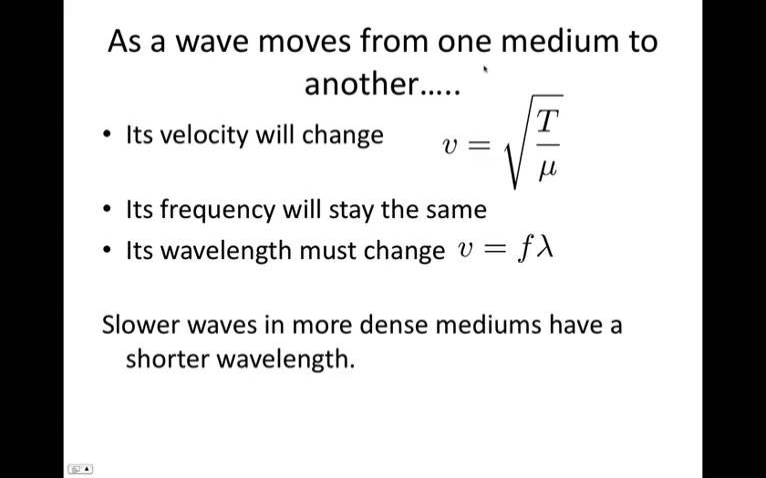So as a wave moves from one medium to another, its velocity will change because the different mediums will have different tensions and different density per unit length. Its frequency remains the same. So its wavelength must change because we have v equals f lambda. If the velocity is changing and the frequency is staying the same, then lambda must change. So slower waves in more dense mediums have a shorter wavelength. If this is smaller, then this is smaller.